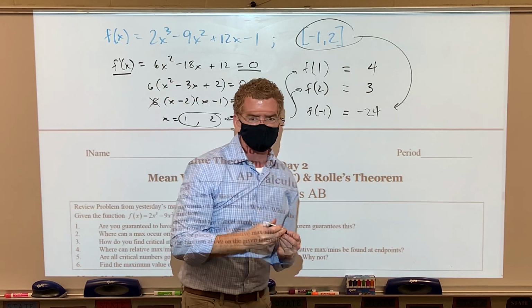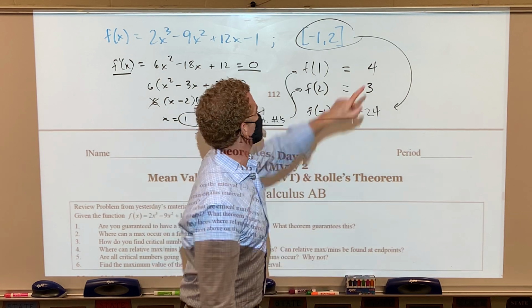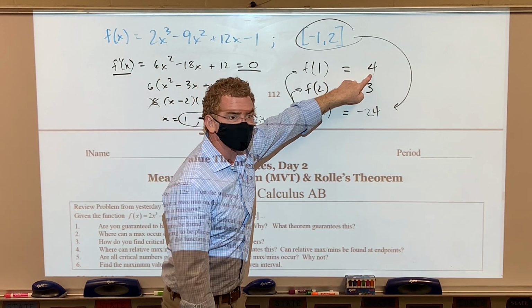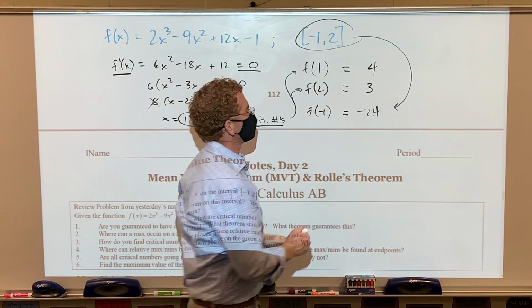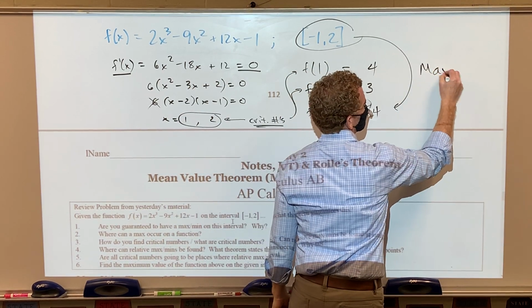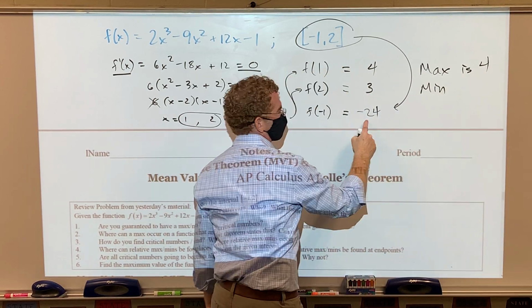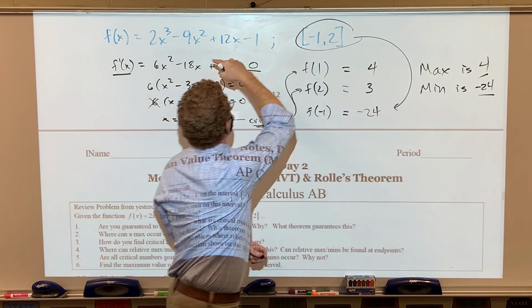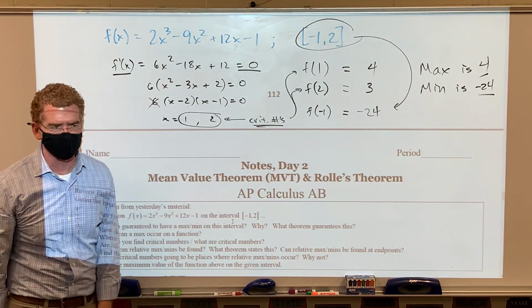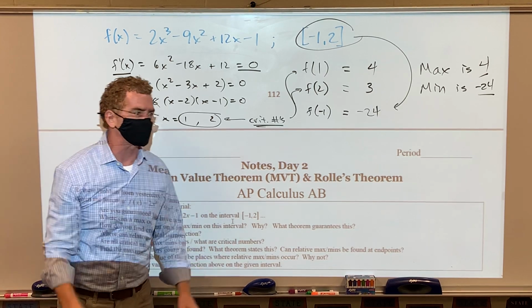Now, sometimes on an AP test they'll say, at what x value does the max occur? Well, don't say 4 then. What x value did the max occur? At 1. But if they say the max, you say the max is 4. And if they said the min, although I didn't ask, the min would be -24, assuming I did my calculations right. I think I did, but I'm doing them off the top of my head. Are y'all with me? And that's what you should know from the other video.